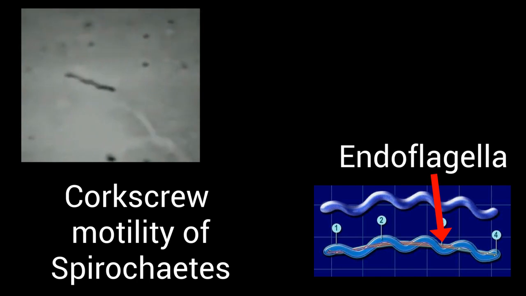Corkscrew motility is seen with spirochetes. They are motile by bending and rotating body movements due to 3 to 4 endoflagella winding around the axis of the cell.